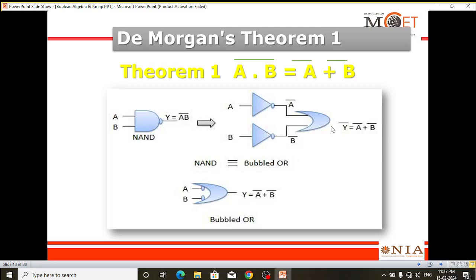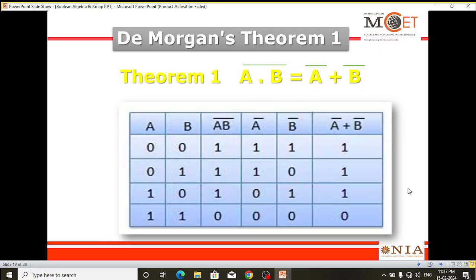So A bar plus B bar is equivalent to the bubbled NAND gate, which is equivalent to the bubbled OR gate. This is the symbol for the bubbled OR gate. The NAND gate is equivalent to the bubbled OR gate. This is De Morgan's theorem, so remember it always. The next theorem is again the same: (A dot B) whole bar is equal to A bar plus B bar.